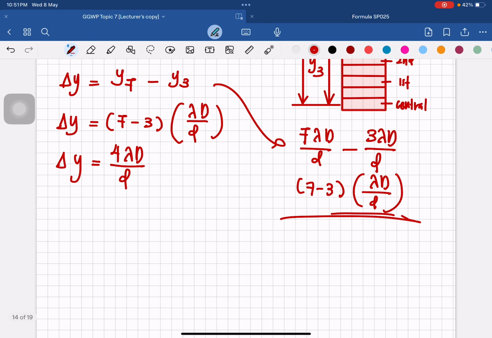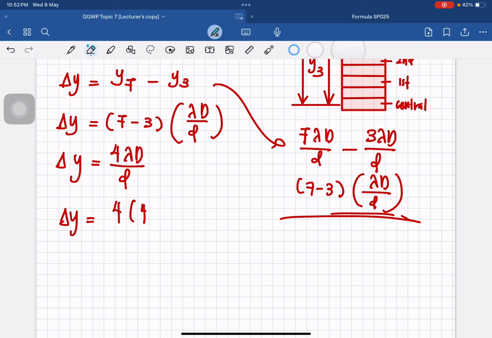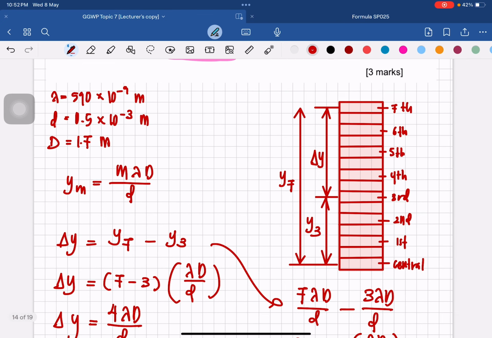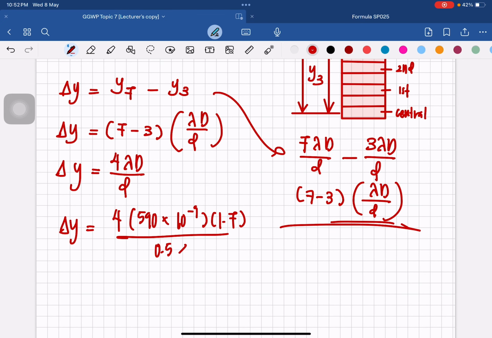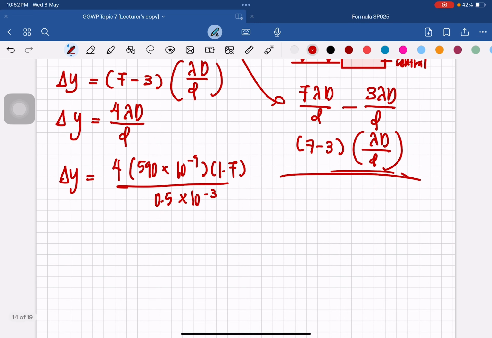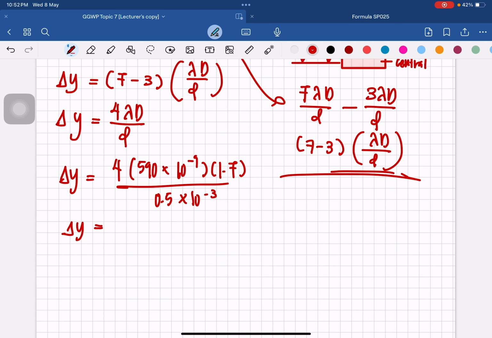Okay, so from here we know that the fringe separation is just 4 lambda D divided by lowercase d. So we just need to calculate, this is 590 times 10 to the power negative 9, times 1.7, divided by 0.5 milli. Okay, so we get the separation between the 7th and 3rd bright fringe. That is 8.02 times 10 negative 3 meter.